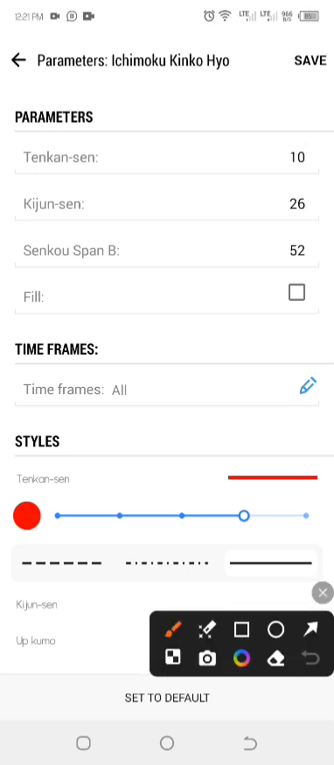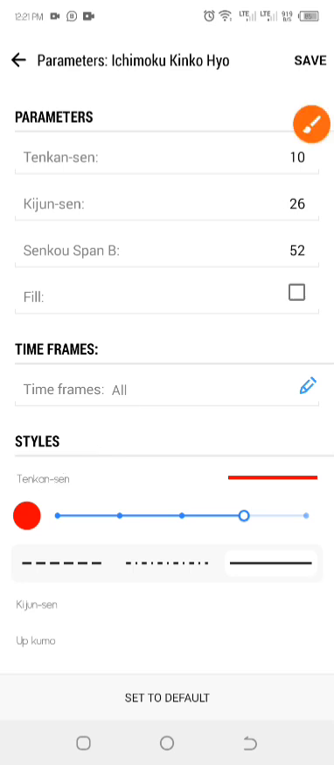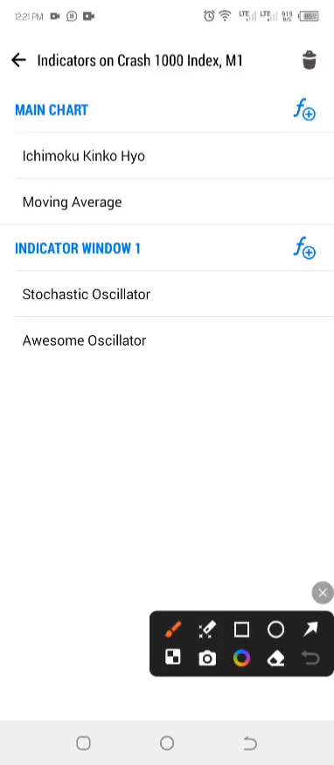Now, for the properties of the Ichimoku, the Tenkan is 10, the Kijun is 26, and the Senkou Span B is 52. Don't fill in the other parameters. For the style, use a color of your choice, then click on save. Once you do that, you are going to have your Ichimoku on your chart.